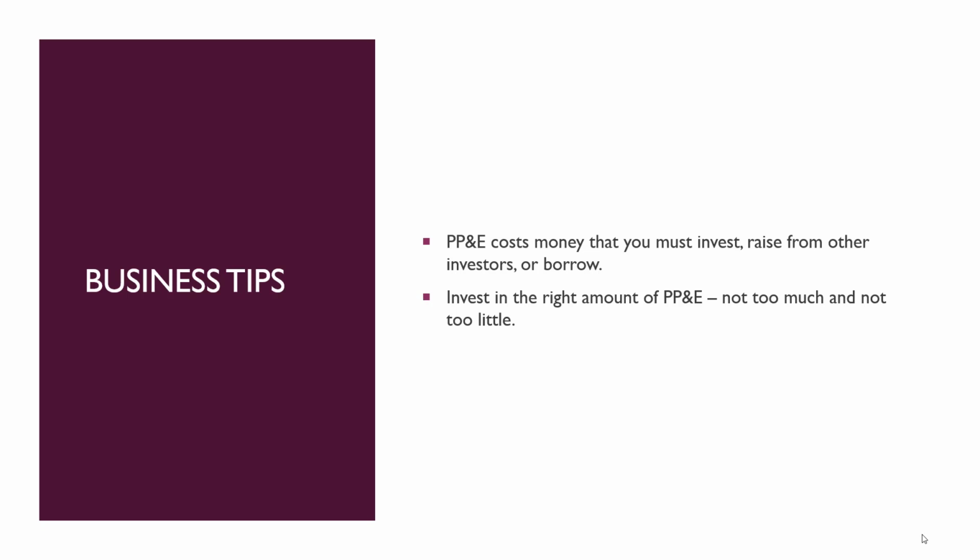And it's a good thing to know that when you're running a business, you should have the right amount of PP&E. It's important that you have enough PP&E to make money in your business. If you need machines to make money, then you need to have the right number of machines. You need to have enough to satisfy your customers, but not too much. Otherwise, you would have excess capacity, and that's really a waste of money. PP&E does cost money, and that money has to come from someplace, either from your pocket or from another investor, or you may have to borrow the money, and borrowing money entails interest. So it's important to have the right amount of PP&E, not too much, not too little.